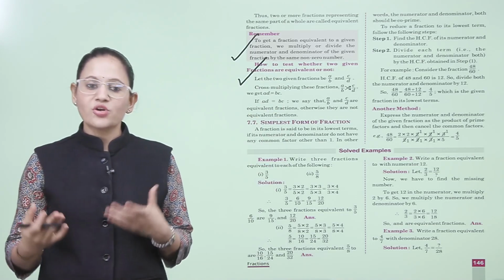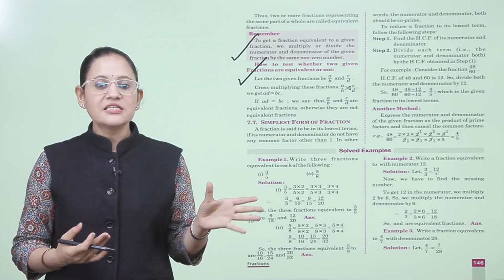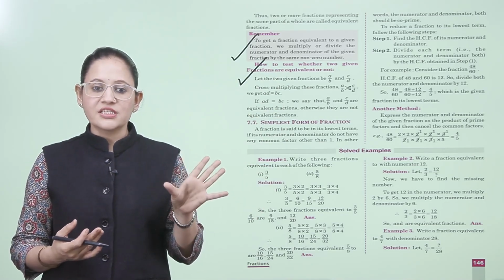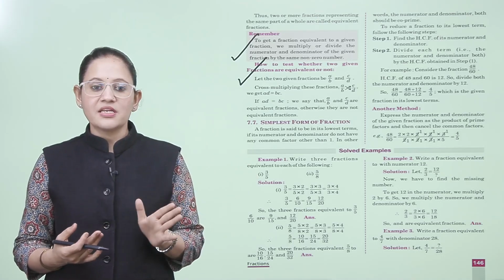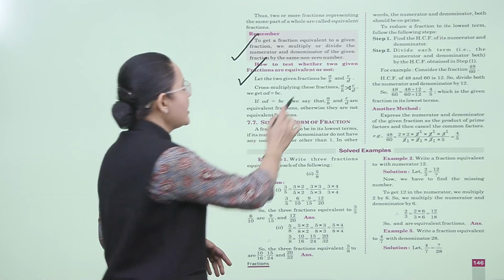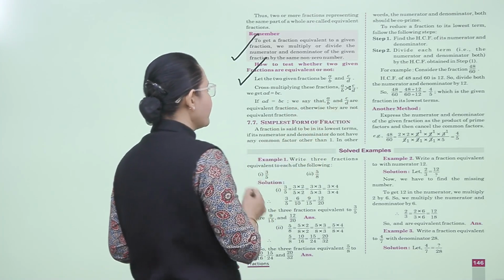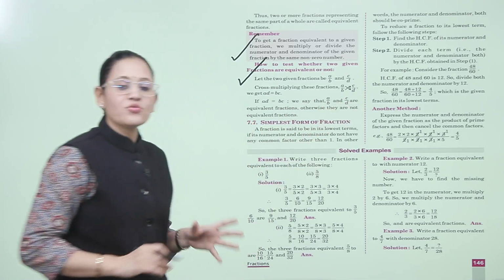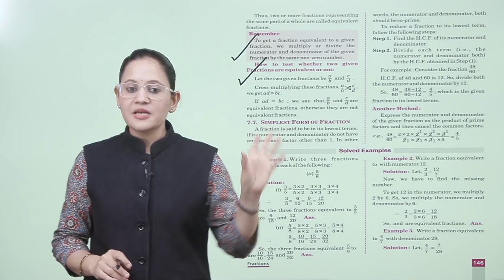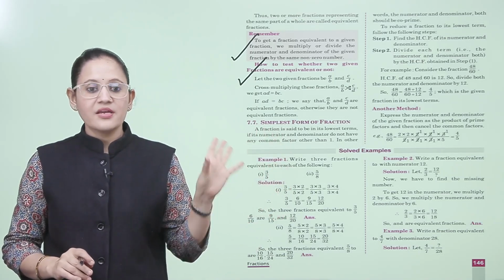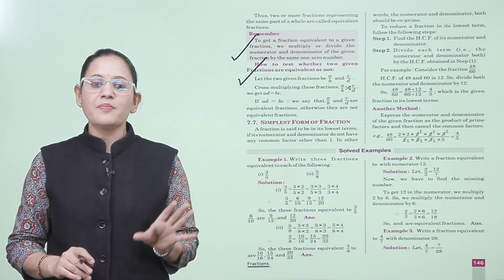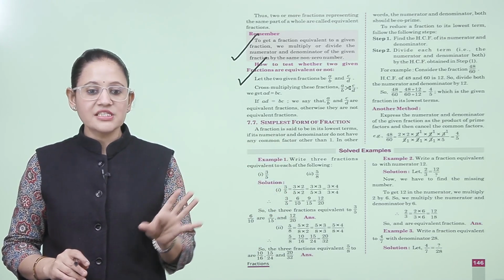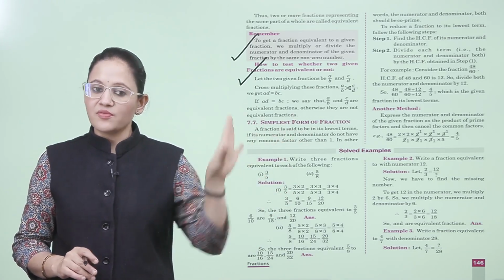For that, we'll use the cross multiplication method. Let us take two fractions, a by b and c by d. Cross multiply a into d and c into b. If a into d equals b into c, that means both fractions are equivalent. Clear? So we say a upon b and c upon d are equivalent fractions, otherwise they are not equivalent.